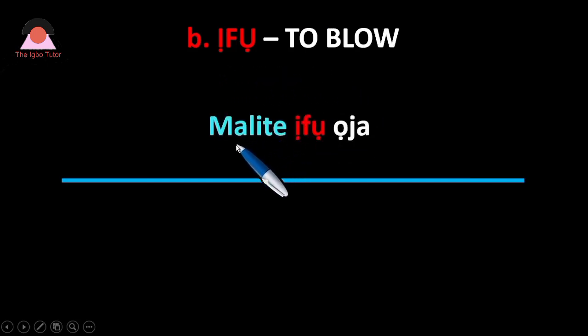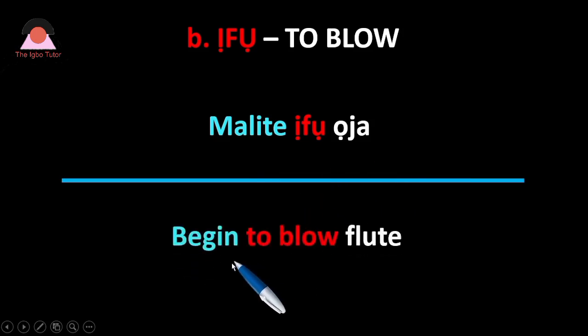Let's move on to B, which is ifo, to blow. Okay, to blow. Let's see a sentence. Malite ifo ọjà. Malite, some would prefer to use bido. Bido ifo ọjà. But I use malite ifo ọjà. Both are correct. Meaning begin to blow flute. It's time to start the music. Begin to blow flute.